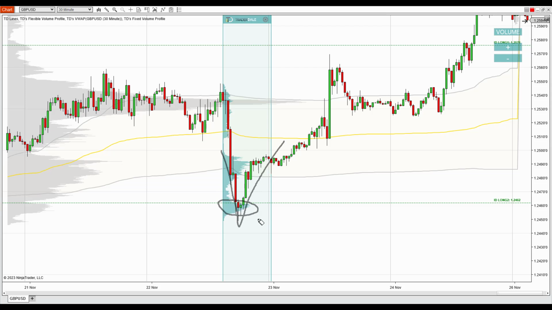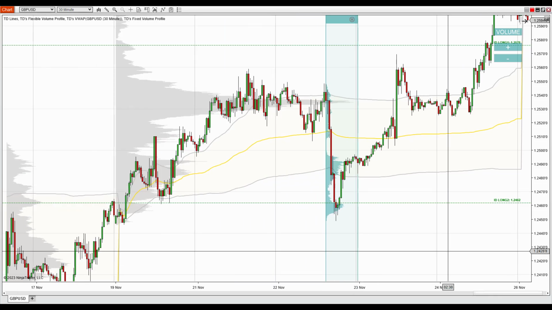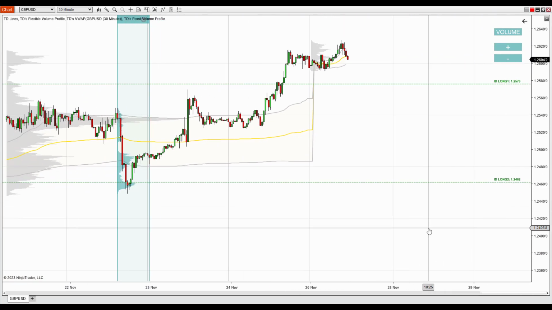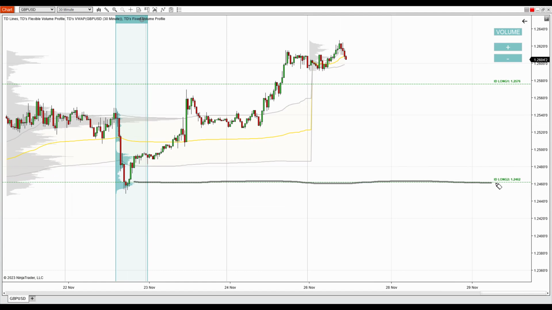What this heavy volume zone is telling us is that buyers started to buy aggressively here, and they turned the price from sell-off into a new uptrend. And those buyers should defend this zone, as it is clearly important for them. As you can see, this level hasn't been tested yet. All right, this is the level. So hopefully we will see a pullback to it and a reaction.